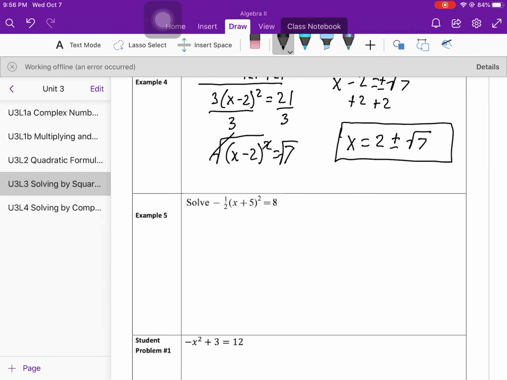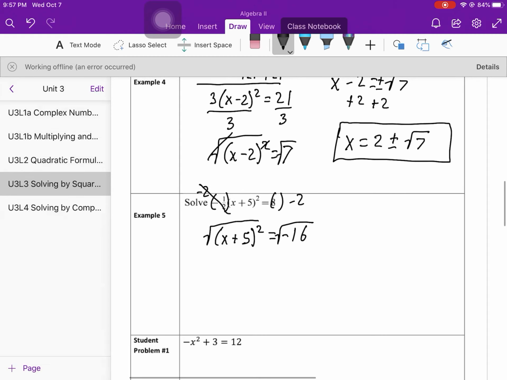Now this last one here, be careful with fractions. Remember, to get rid of a fraction, you multiply by its reciprocal. So I'm going to multiply both sides by negative 2. Okay, the fraction's going to go way over here, and we're going to be left with (x plus 5) squared equals, and then the other side becomes negative 16. Now to undo the square, we got to take the square root of both sides.